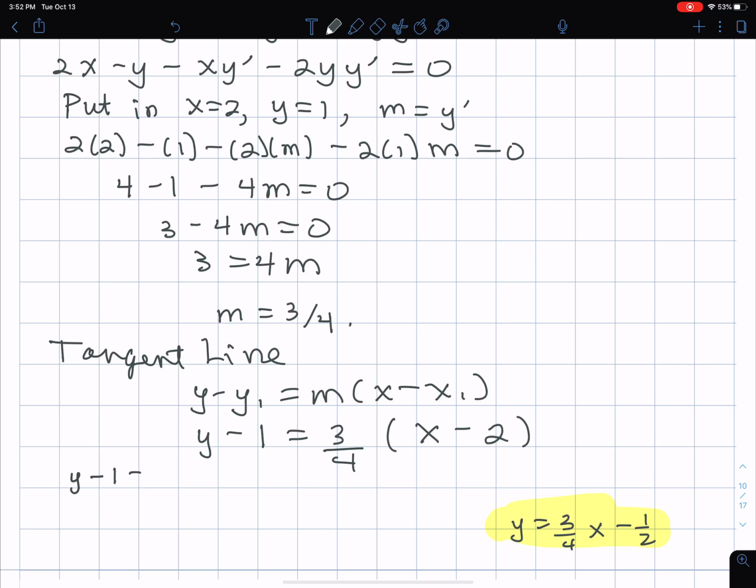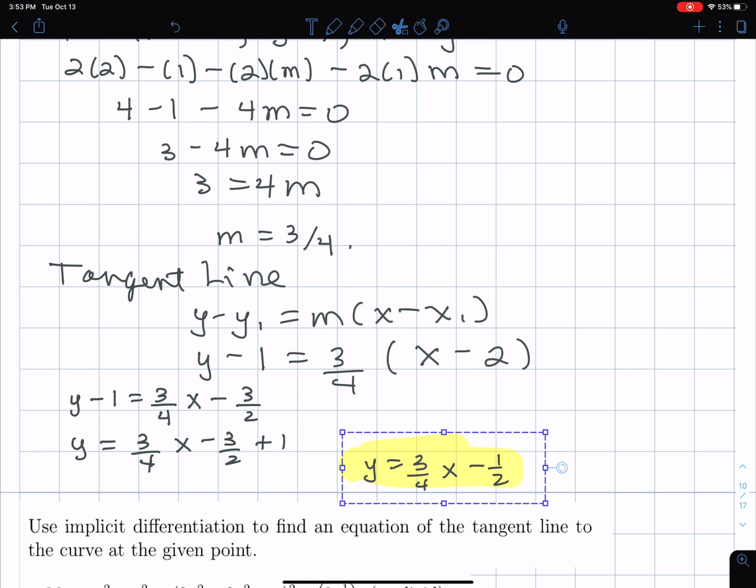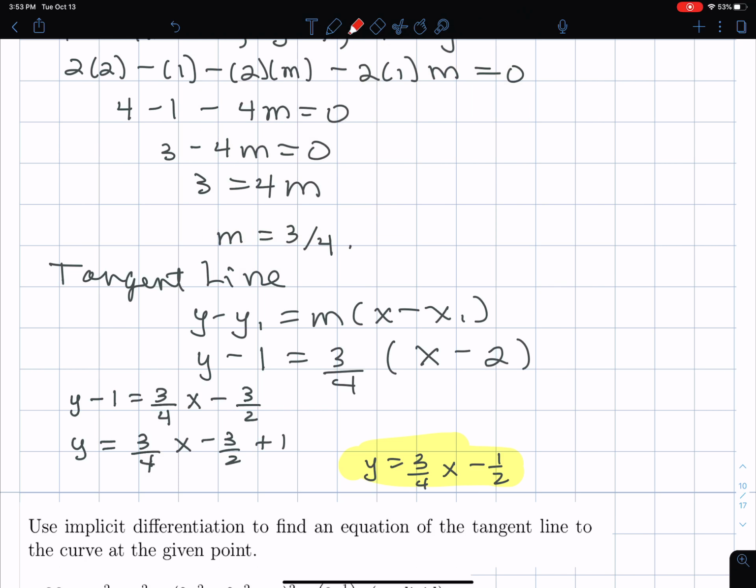So y minus 1 equals 3/4 times (x minus 2). Three-fourths times negative 2 is negative 3/2. So y equals 3/4 x minus 3/2 plus 1. Finally, the answer's right over here that I worked out before: y equals 3/4 x minus a half. It's amazing, really. Go through all that work and actually get the right answer. It surprises me.